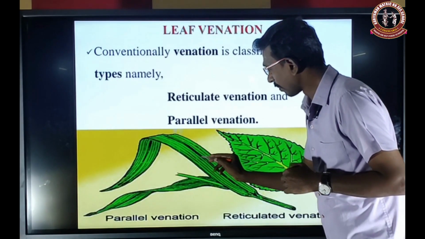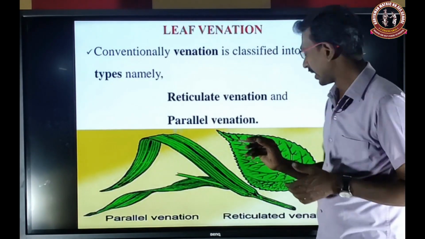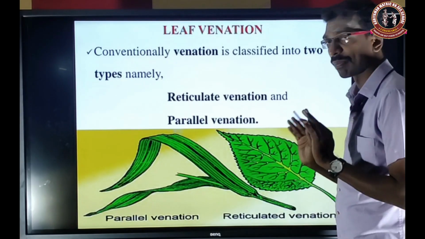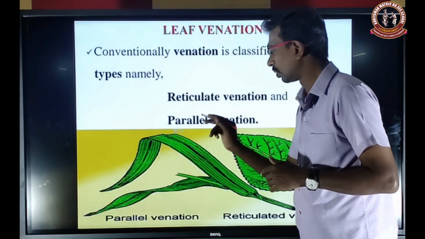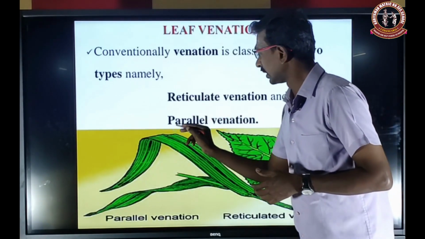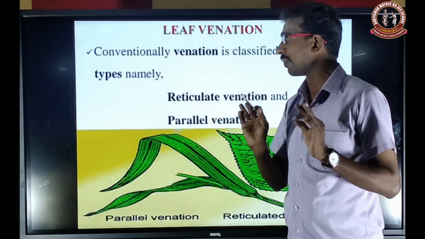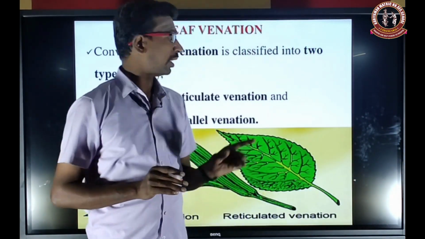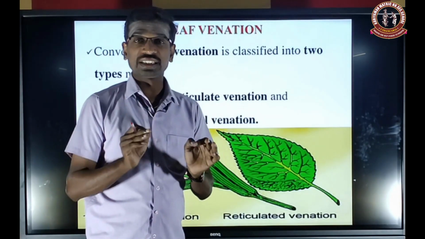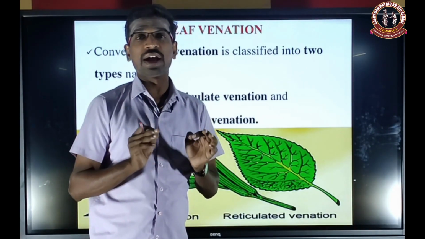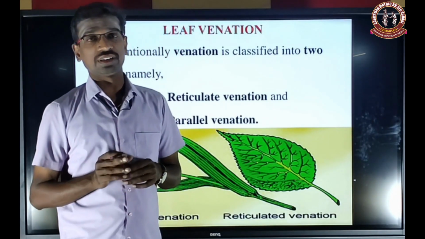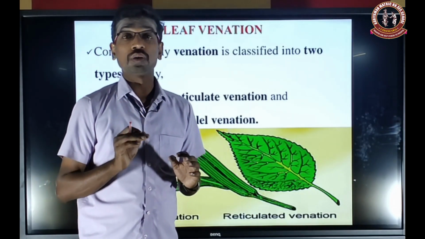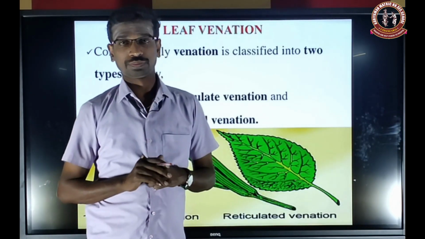Each vein runs parallel to one another. But in reticulate venation it is more or less perpendicular: the midrib divides the veins at roughly right angles. Here they are parallel to one another. Parallel venation is a common feature of monocotyledons of the angiosperms. Reticulate venation is a characteristic feature of dicotyledons of the angiosperms. Parallel venation is a characteristic feature of monocotyledons of the angiosperms.